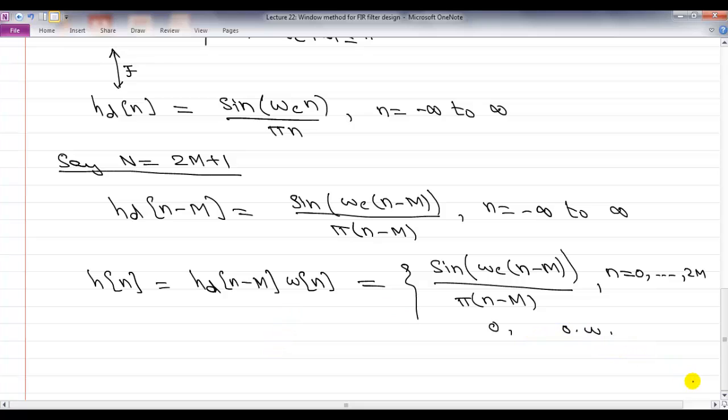So this is how you will obtain an FIR filter, and by doing this shifting, you basically guarantee that you get a symmetric filter. So in this case, if you follow this setup, you will get a symmetric filter which will be of length N equal to 2M plus 1.